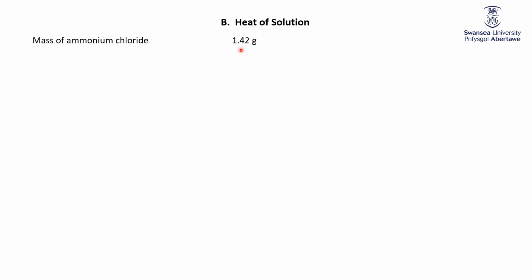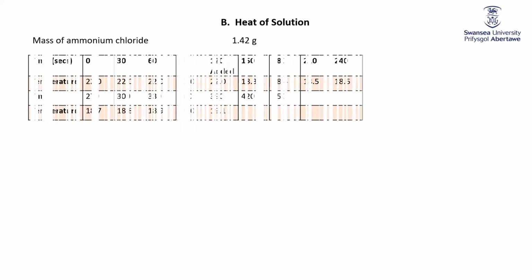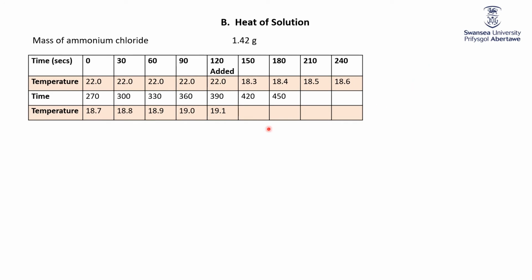So I took 1.42 grams of ammonium chloride. I measured its temperature every 30 seconds. So 22, 22, 22. At 2 minutes, 120 seconds, I added the ammonium chloride. Look, the temperature went down. Now, if the temperature of the water is going down, that means that the chemical process is absorbing heat. It's taking in heat. In other words, this is an endothermic process. So we'll deal with that in a minute. Anyway, then we keep measuring the temperature and so on. I got a bit bored after, what's this, 6 and a bit minutes.